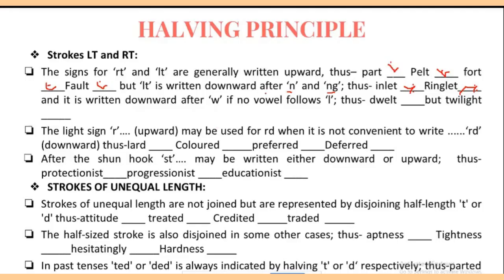And it is written downward after way if no vowel follows. After L, day, way, and LT. But twilight, in twilight there is a vowel. T, way, and light. Then it will be written upward.